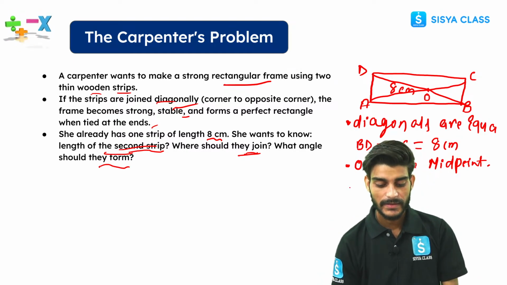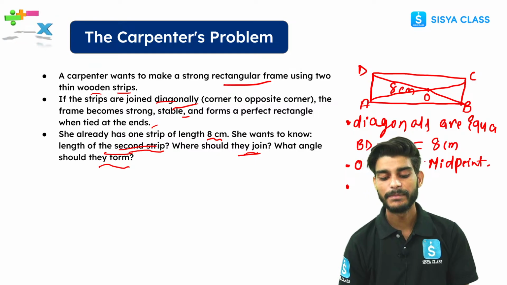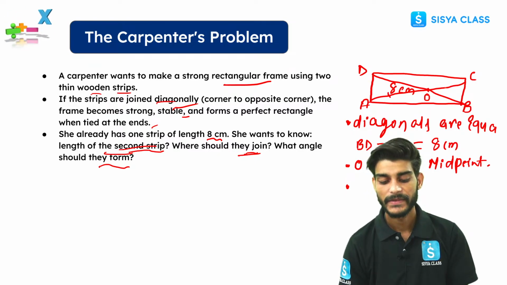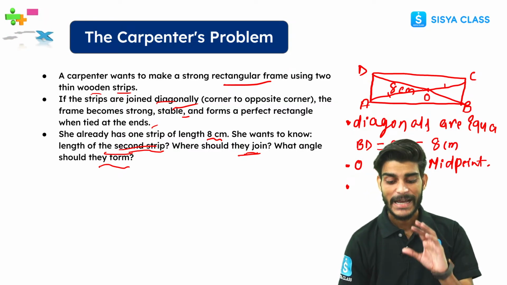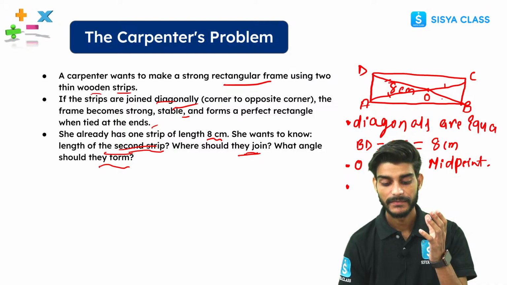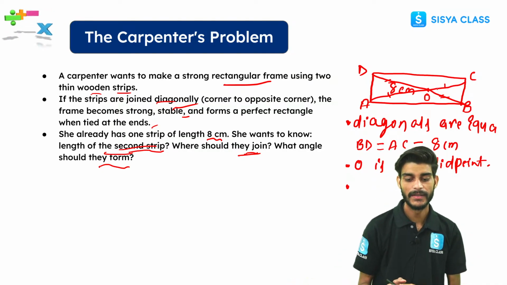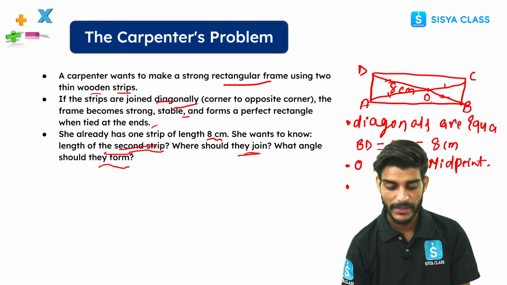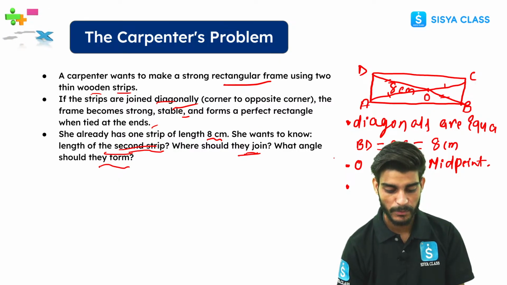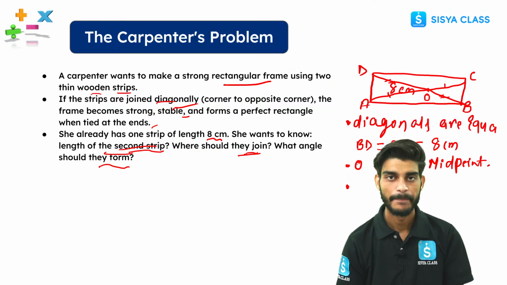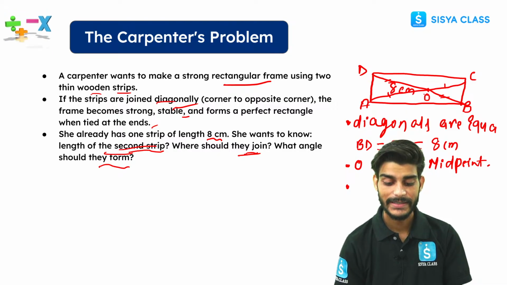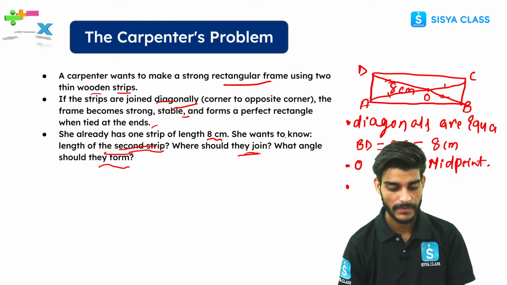What is the third property? Why is this the midpoint? Because we know the diagonals of a rectangle bisect each other. Yes or no? So O is the midpoint. They will join at point O and it is the midpoint. But the important thing here is they will not intersect at 90 degree. Everyone knows, I hope so.